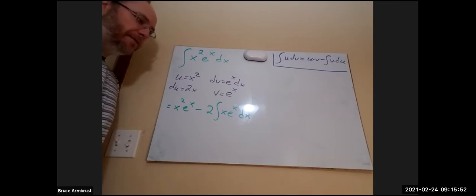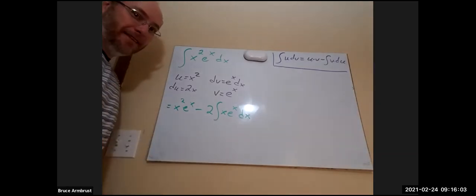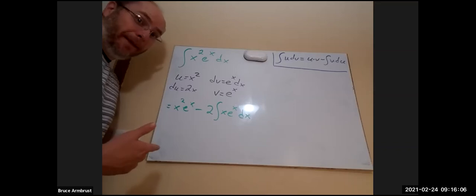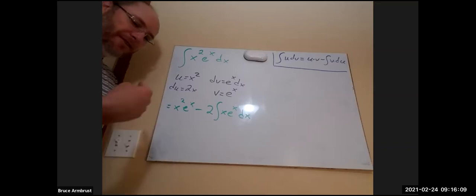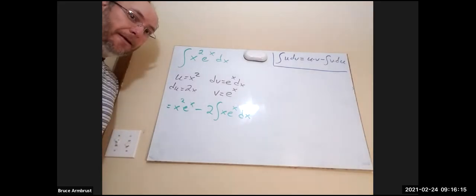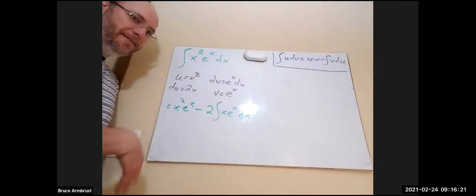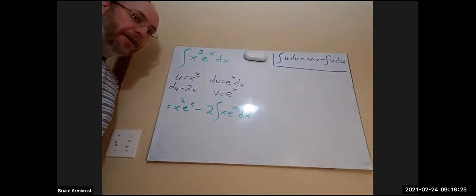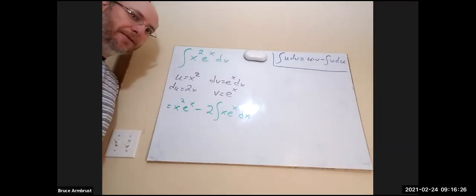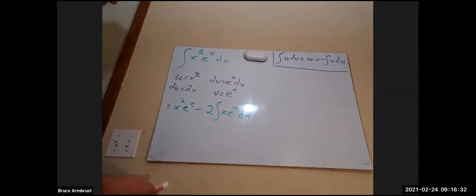So does anybody see what's going to have to happen here? Repeat the process. Yeah, we're just going to do it again. We're now going to do integration by parts on the x e to the x. You will run into situations where you have to do integration by parts multiple times. The way you know you're on the right track is if the integral you get is easier. If your integral starts looking worse, you went the wrong way.